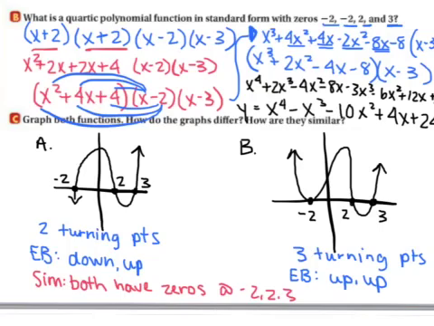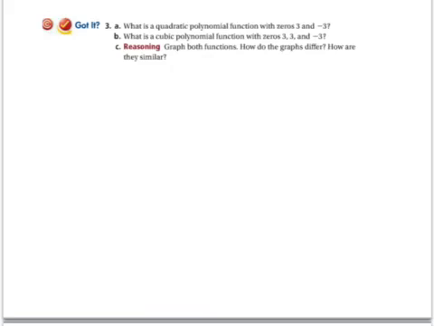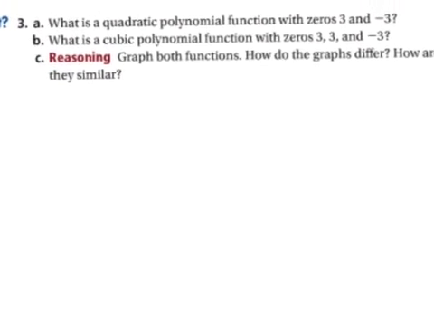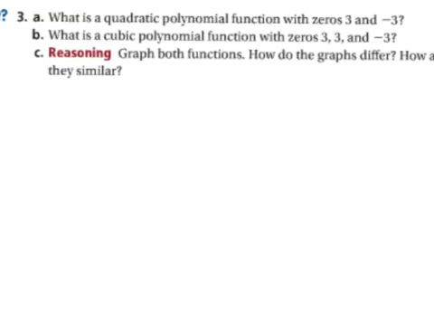Let's try this again. This time we have what is a quadratic polynomial with the zeros 3 and negative 3. This one's good. We don't have to multiply quite as much. If our zeros are 3 and negative 3, what factors did they come from? Ryan. X minus 3 and x plus 3. Right?